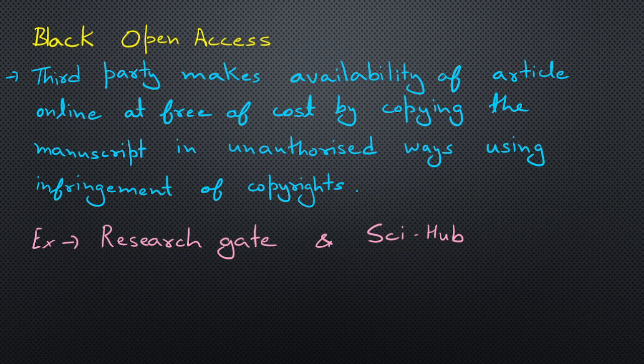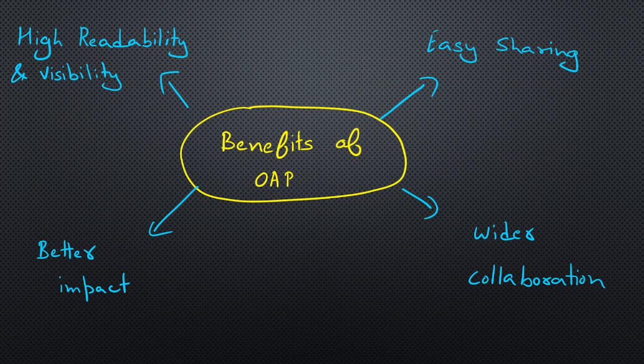So black open access is a publication where third party make the article available free of cost for the readers. This is done in unauthorized ways and using infringement of copyrights. Example of such publications are ResearchGate and SciHub. Now we look at benefits of open access publications.